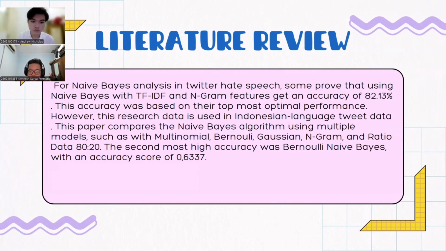This paper compares the Naive Bayes algorithm using multiple models, such as Multinomial, Bernoulli, and Gaussian, with an 80 to 20 data ratio. The second highest accuracy was Bernoulli Naive Bayes with an accuracy score of 0.6337.